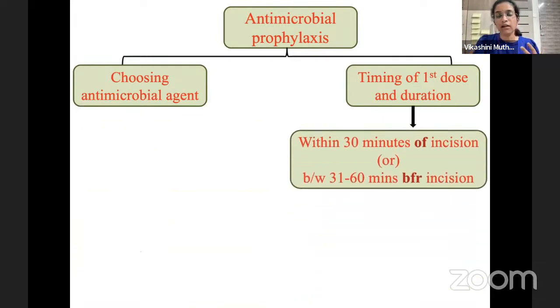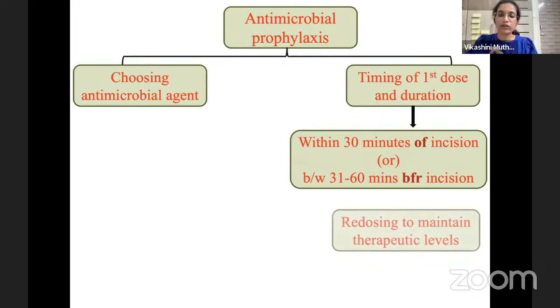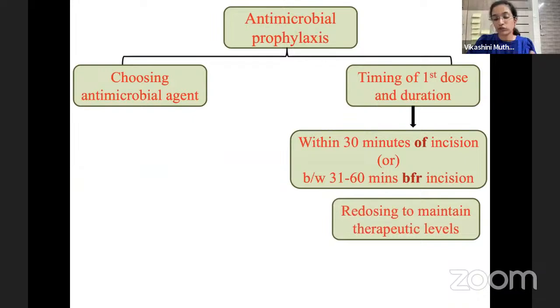Now, what is important to know about timing and duration is that the antibiotics have to be given either within 30 minutes of incision, or half an hour to 1 hour before incision. That is the standard, you know that. And when will you redose it? You redose an antibiotic to maintain therapeutic levels. So unless otherwise indicated, you need not give a second dose of antibiotic prophylaxis.